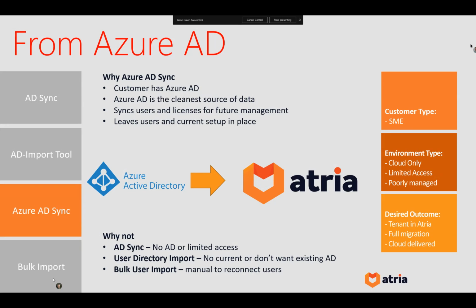The second scenario is when you're importing a customer that has Azure Active Directory, and you either have limited access to their on-premises AD, or their on-premises AD is really old, really ugly, and to be honest, you just don't want to touch it with a barge pole. Because of all the licensing stuff, Azure AD is likely to be the tidiest data source they have for all their users. So it's a pretty nice way to get those users into Atria. So how does this look?